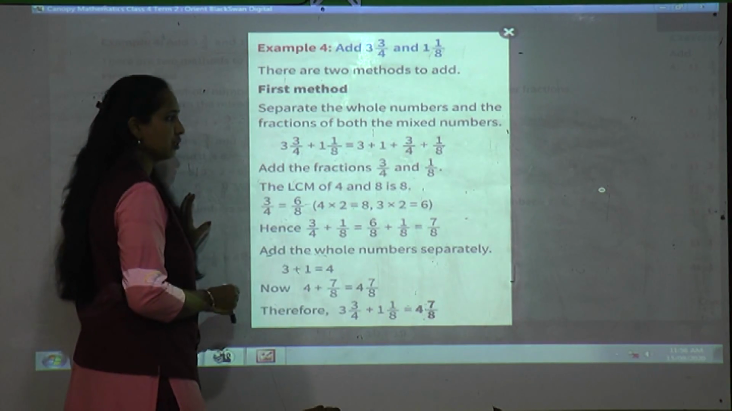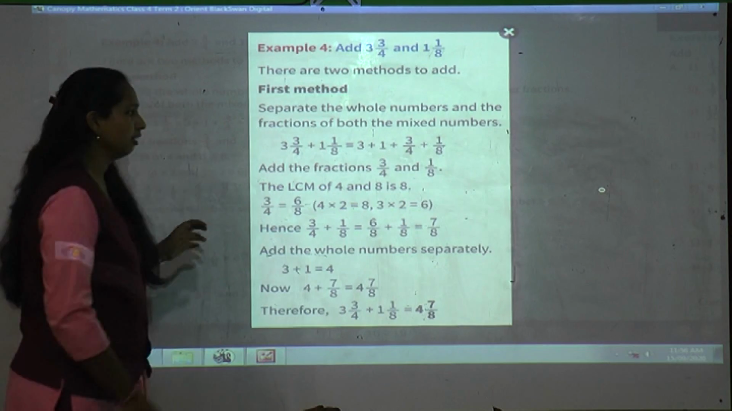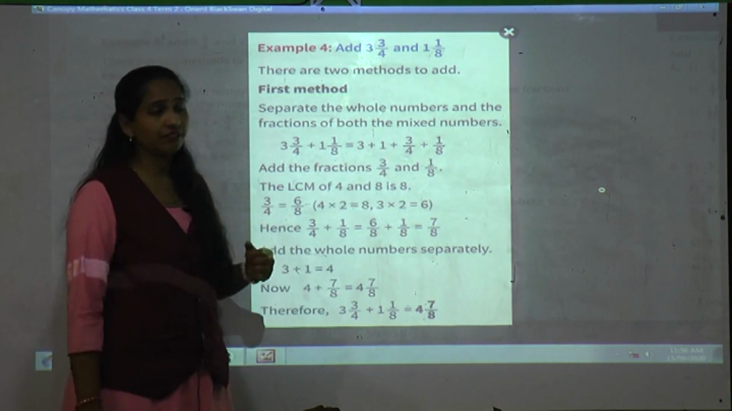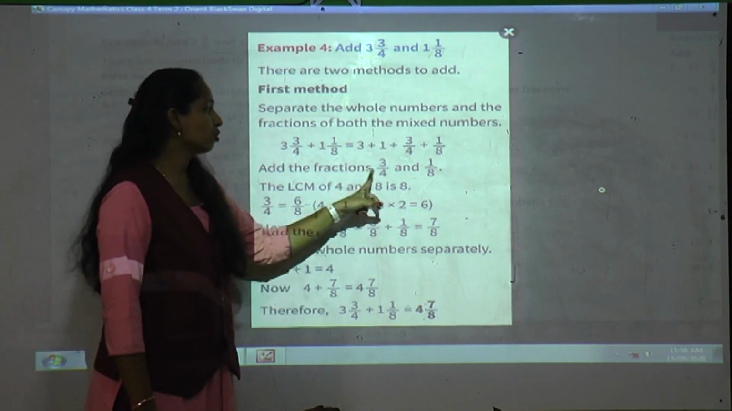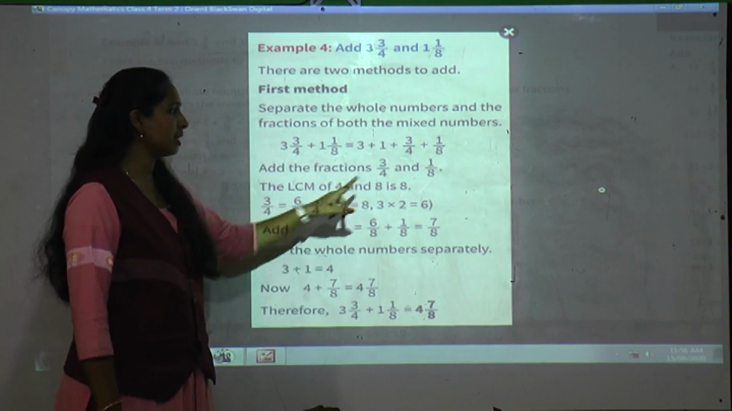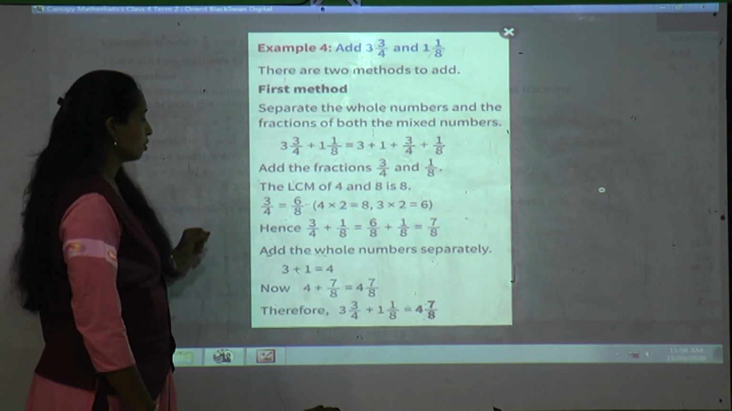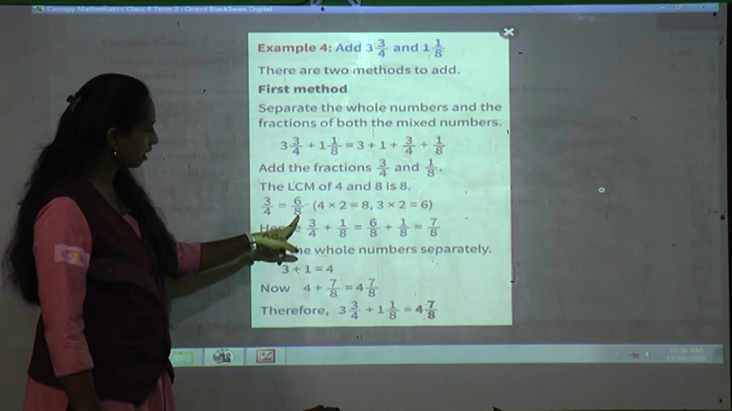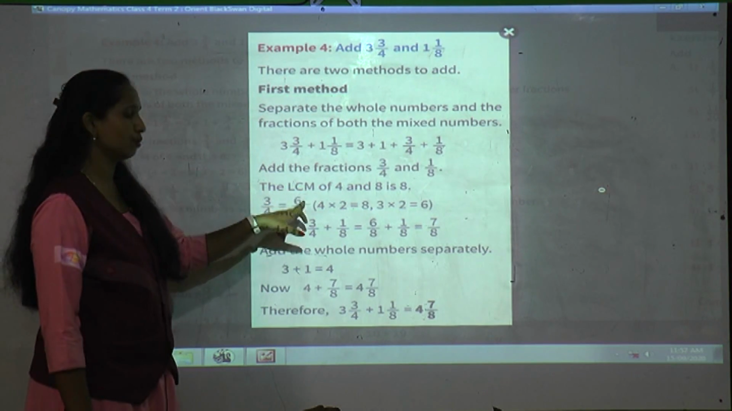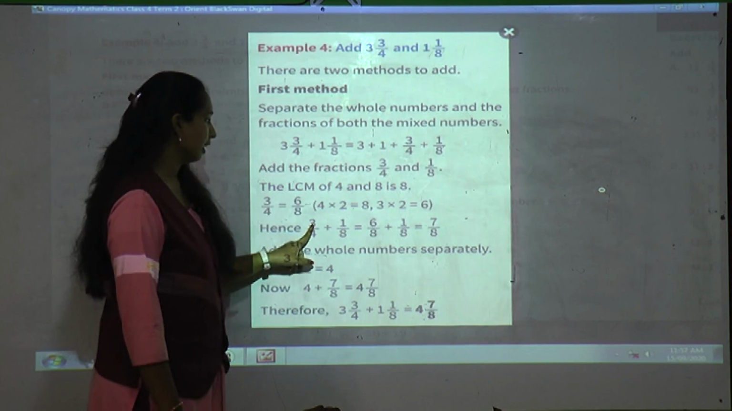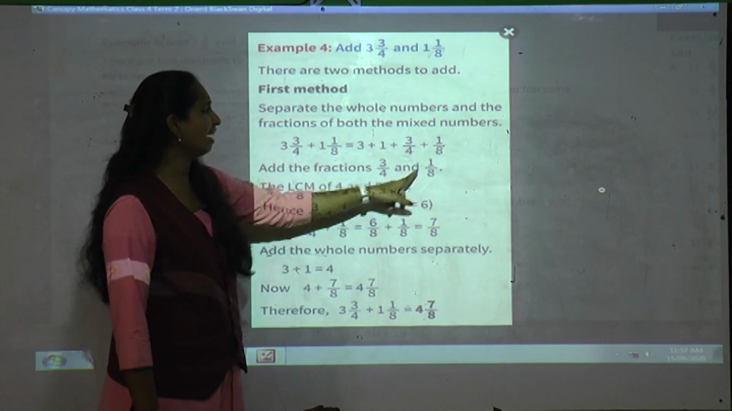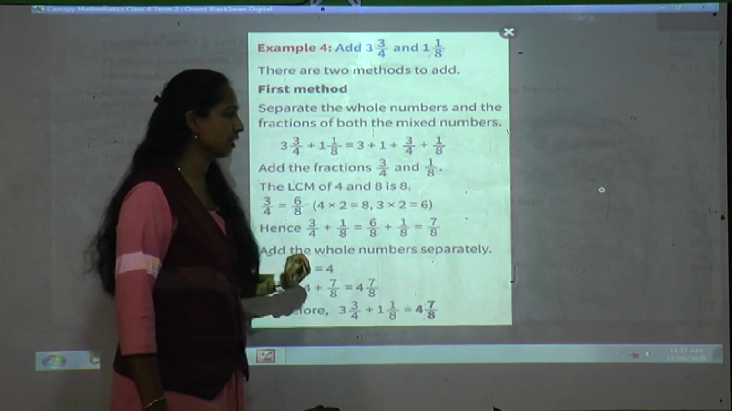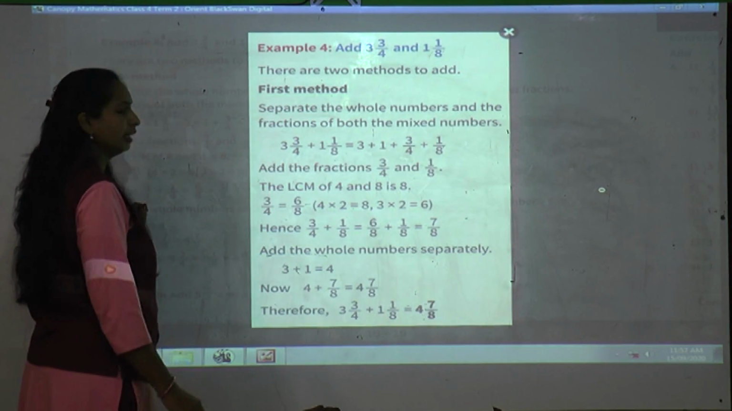Now add the fractions. Now how can we add these both? The denominators are different, so for that we need to find the LCM. So the LCM of 4 and 8 is 8. Okay, so with the LCM 8, the denominator 8 should come. So 4 2s are 8, here also 2, 3 2s are 6. And 1 upon 8, what will come? 8 1s are 8, 1 1s are 1. So that is 1 upon 8.